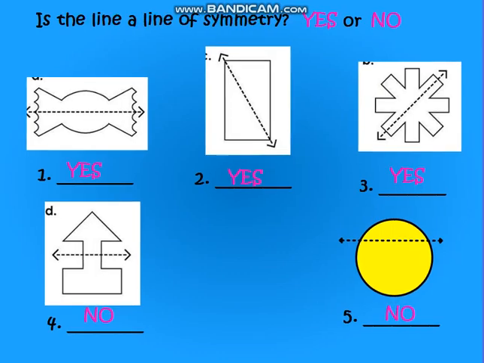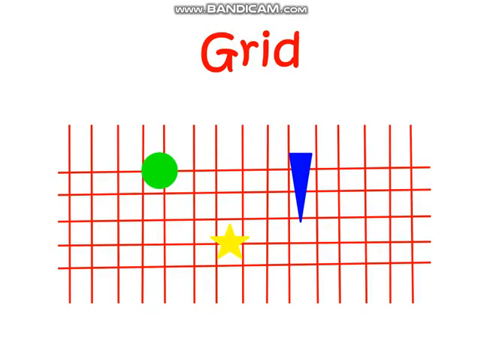Now, guys, we're done with symmetry. It's time to talk a little bit about the grid. Are you ready? Let's start. You may ask yourself, why do we use a grid? The grid helps us know the exact location of an object or anything. How does the grid do so?